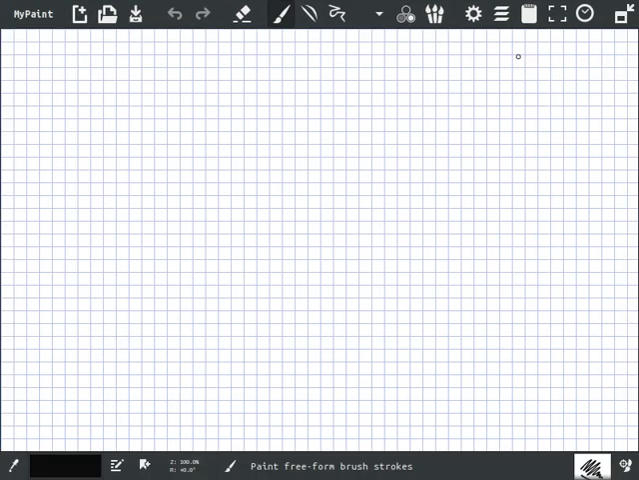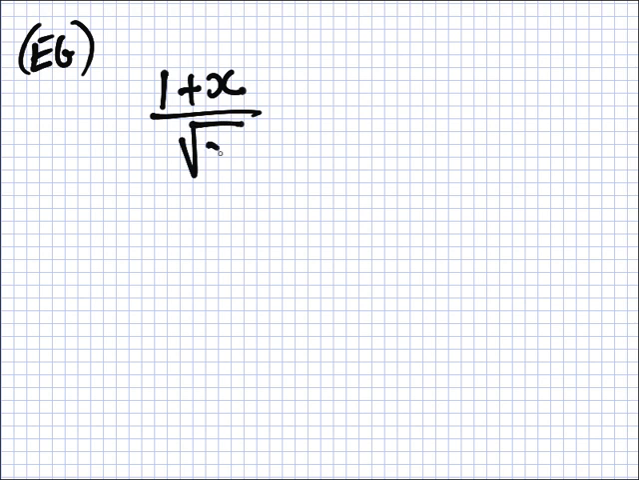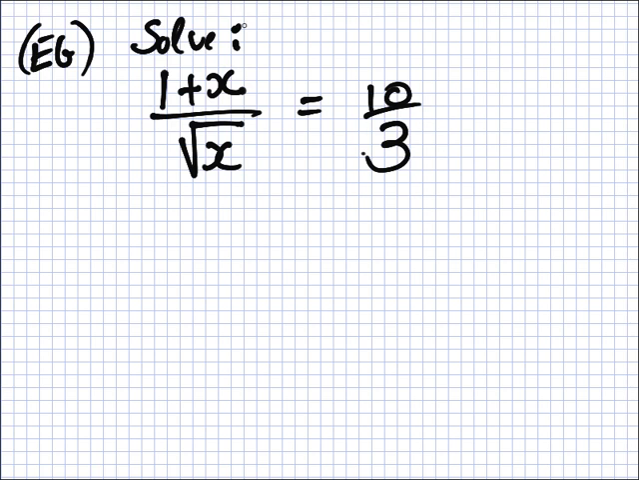Okay, so I'll just give you a made-up example that's like the one I saw. I'll just say something like, for example, (1 plus x) over root x equals 10 over 3, and they want you to solve it. So basically, it was something that looks like this. Now, I think you could do this without much trouble. So I'll just give you a minute to try it, and then I'll go through the answer, okay?